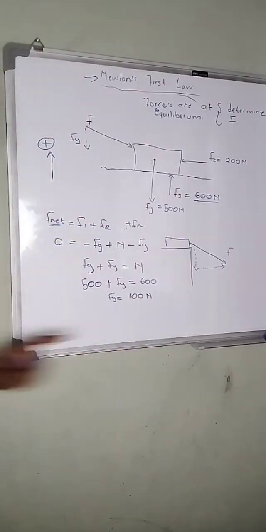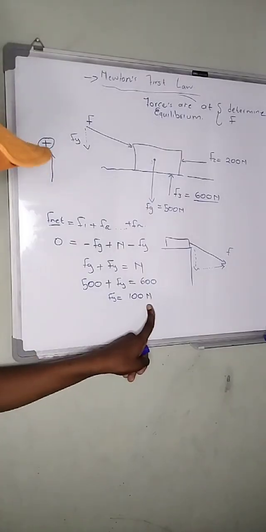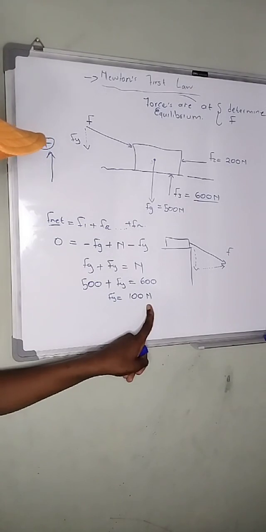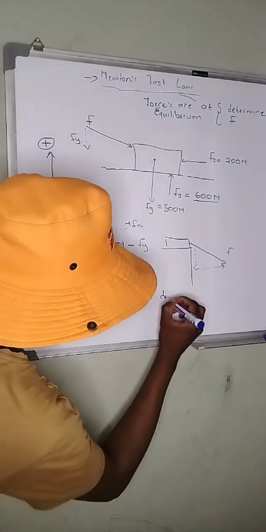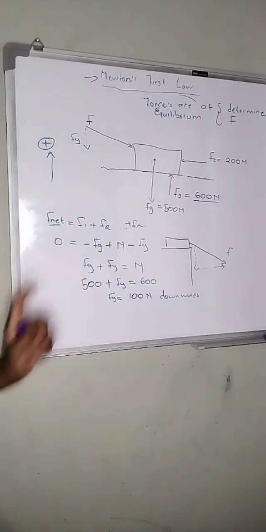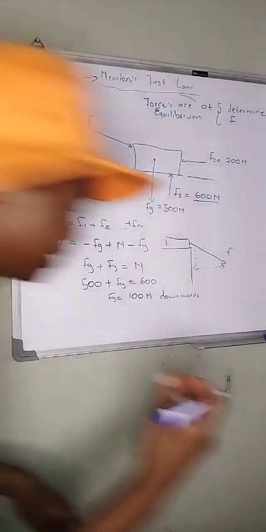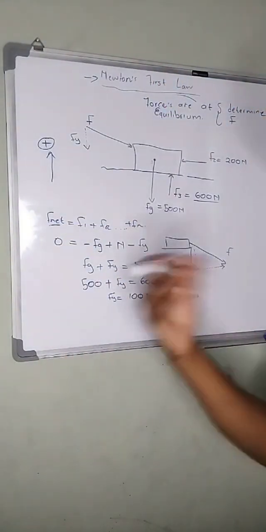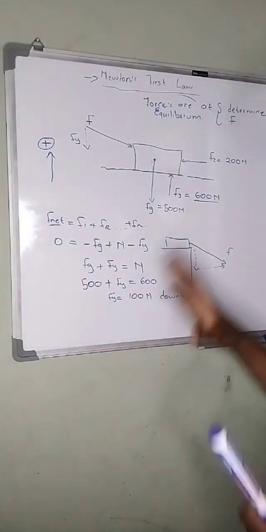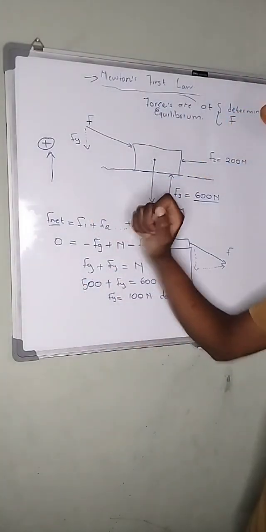And in which direction? Fy is going to be 100. Let's talk about the direction. In which direction? Downwards. Right? Now, let's talk about Fx. As we talked about the Fx previously when we were talking about Newton's first law.